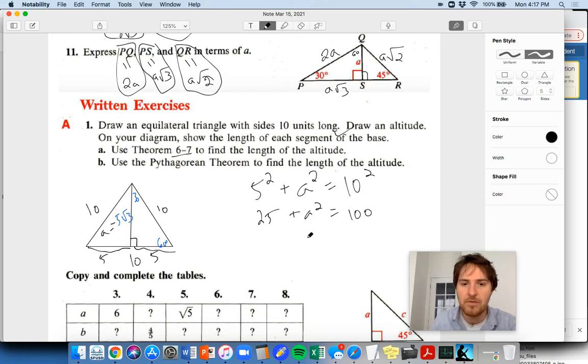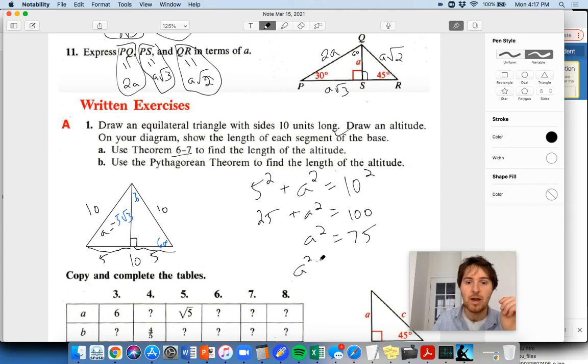Okay, subtract 25 from both sides. I get A squared equals 75. That's nice. So I have to think about perfect squares that go into 75. 1 goes into it 75 times, that doesn't help us. 4 doesn't go into it at all. 9 doesn't go into 75. 16 doesn't go into 75. 25, does that go into 75? Yeah, it does. 25 goes into 75 3 times.